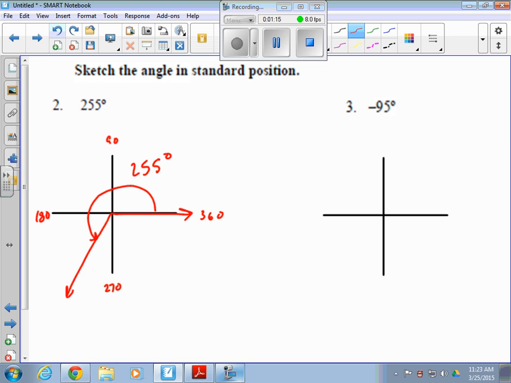The other one says negative 95 degrees. Remember, if it's negative, it's going to open up going down, or going clockwise. So again, it starts in standard position, but it's going to open up this direction. You know this is negative 90 and this is negative 180. We're going to go past 90, so just go just past 90. Again, it's just a sketch. It doesn't have to be perfect, but that's negative 95 degrees.